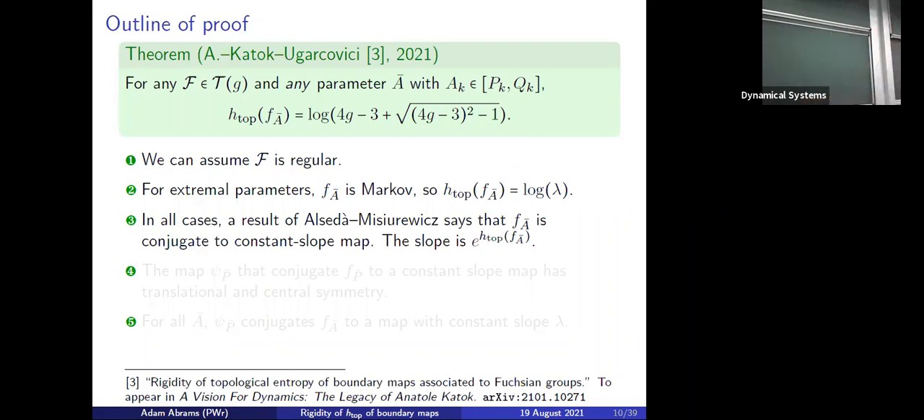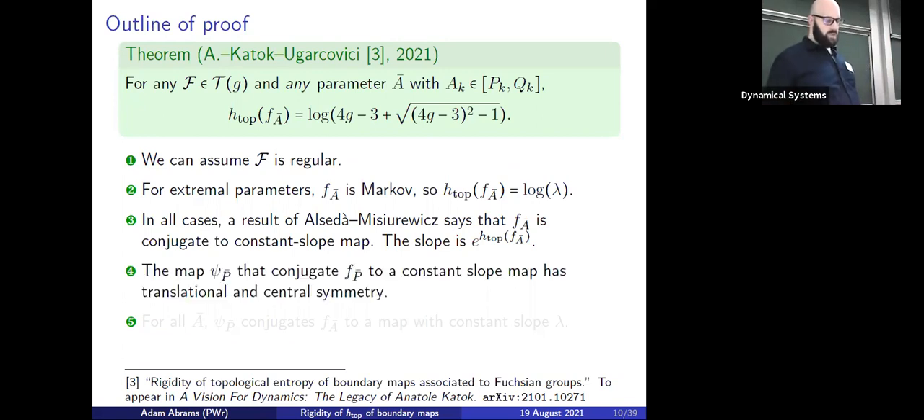You can think of it like an expanding map: 2x mod 1 or 3x mod 1 has entropy log 2 or log 3 respectively. We're doing something a little bit similar. We're making a map that is piecewise linear with a constant slope, and that slope is just going to be e to the entropy. Then the last two steps are just analyzing the map that conjugates our boundary map to a map of constant slope.